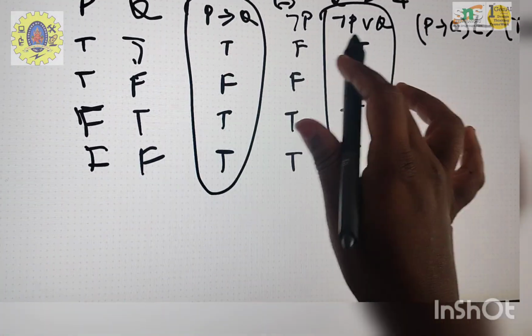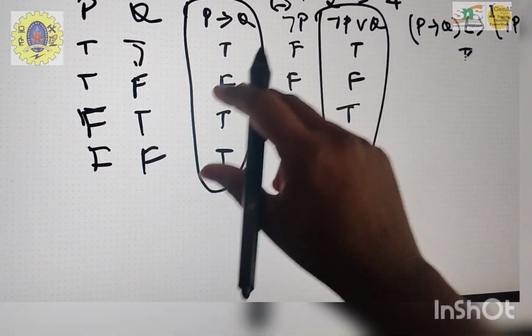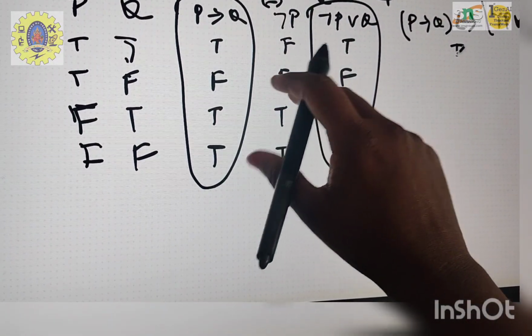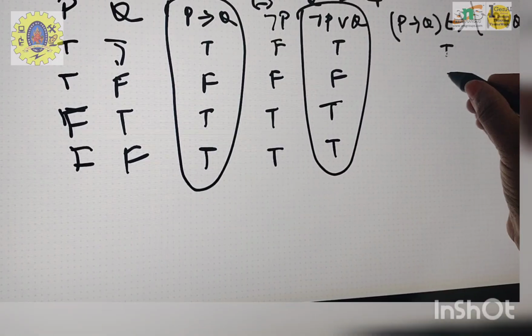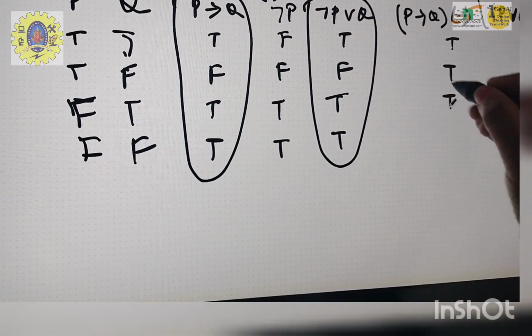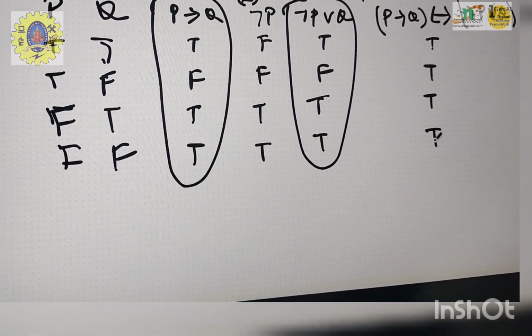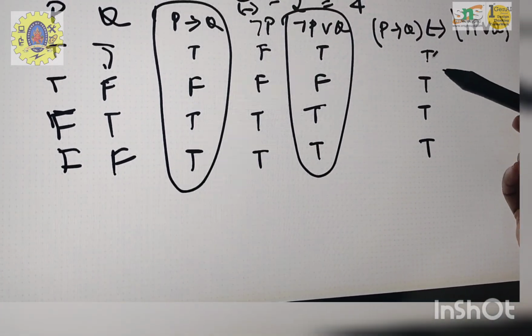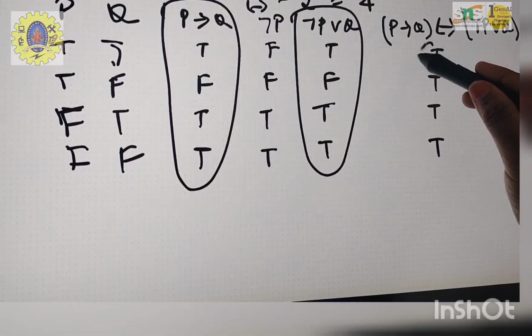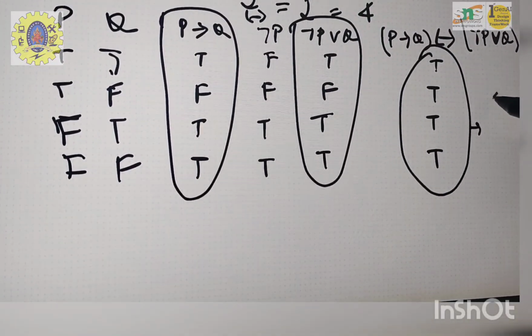So true, true gives true, and false, false with a biconditional also gives true. So we get true, true, true, true, all values are true. So we are getting all values as true. This is called a tautology.